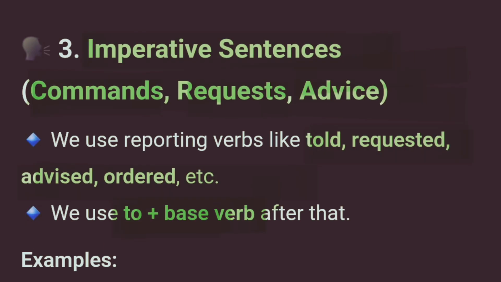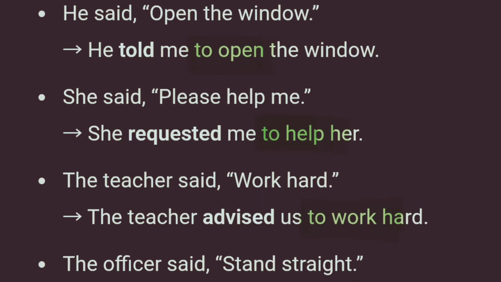Now let's discuss about imperative sentences, commands, request and advice. We use reporting verbs like told, requested, advised, ordered, etc. We use to with base form after that. Let's see the examples for better understanding. He said, open the windows. In indirect speech, we will say, he told me to open the windows.